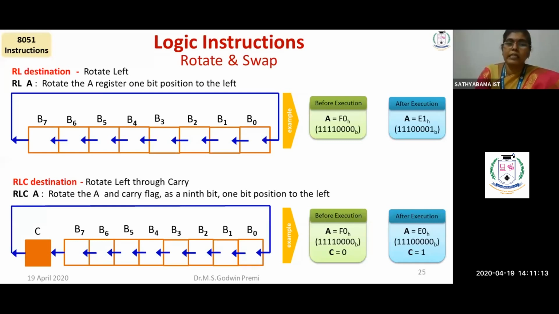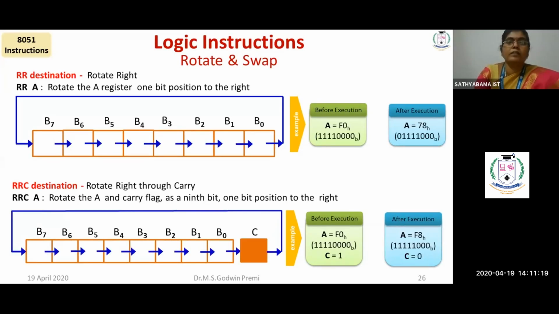So this is an 8-bit rotation. This is a 9-bit rotation in the left side. Coming to the next one, this is the same as left, but here we are going to move to the right side. So this is RR space destination. Destination can be only one, that is the accumulator.